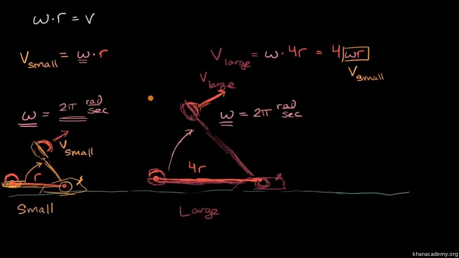So just like that, you see by having the same angular velocity, if you increase your arm length by a factor of 4, your velocity is going to increase by a factor of 4. And so the magnitude of velocity of the pumpkin being released from the large catapult is going to be equal to 4 times the magnitude of the velocity of the pumpkin being released from the smaller catapult.